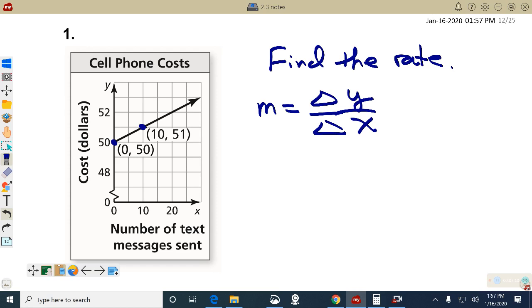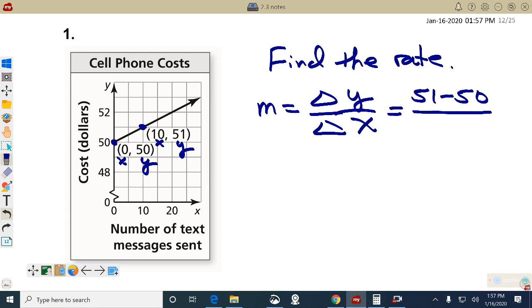Let's see. Delta Y is the change in Y's. Look at this, this is a Y value, and that's a Y value. Hold up. The X's are the 10 and the 0. X, Y, X, Y. So let me go ahead and subtract. To find the change between any 2 values, you subtract. So I'm going to subtract 51 minus 50. That's the Y's. Notice I picked 51 first. I didn't have to pick 51 first. I could have done 50 minus 51. It doesn't matter which one is first.